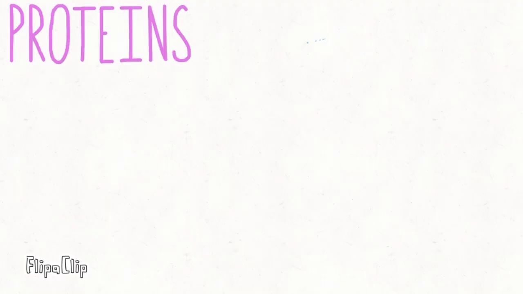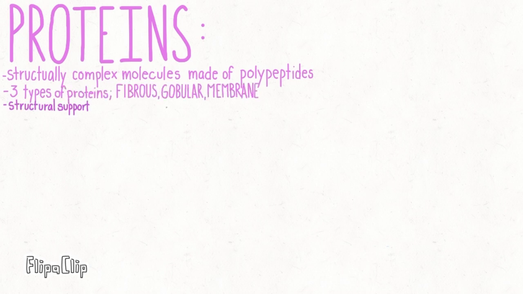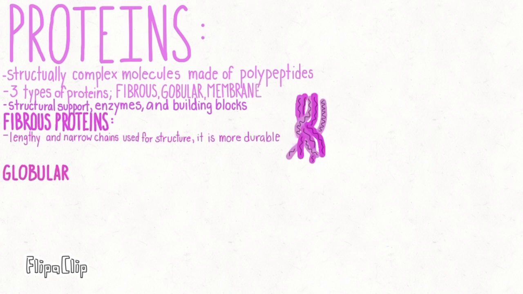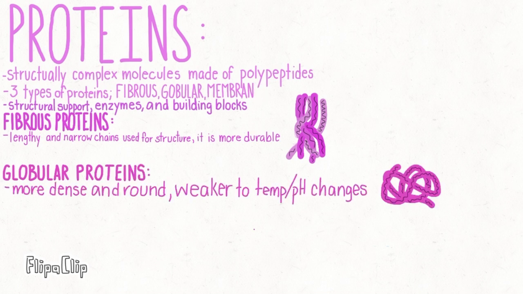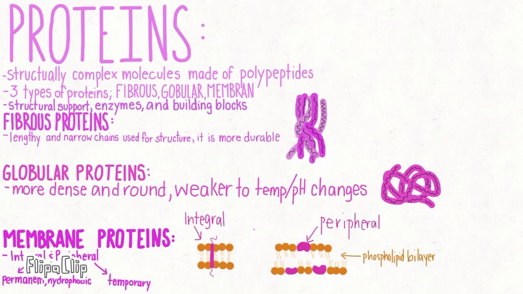The next macromolecule is proteins, which are a little bit more complex and made of polypeptides. There are three classifications of proteins, which are fibrous, globular, and membrane. They're considered structural support, building blocks, or enzymes. Fibrous proteins are more narrow and lengthy and allow for more durability. Globular proteins are generally denser and are weaker to temperature and pH changes. And membrane proteins have two types, which are integral and peripheral. Integral are pretty permanent and peripheral are temporary.